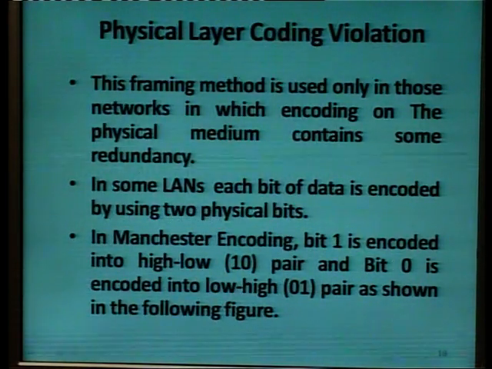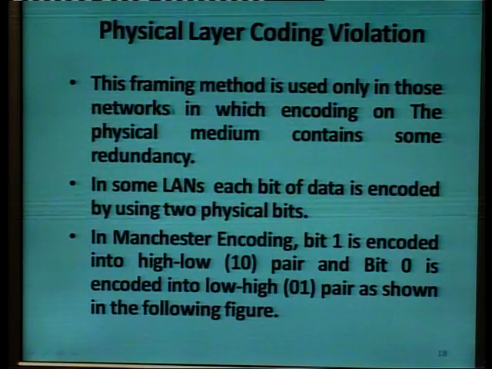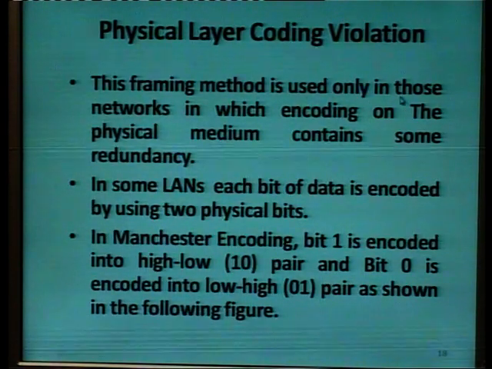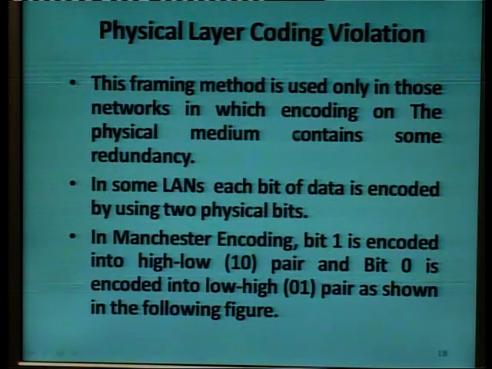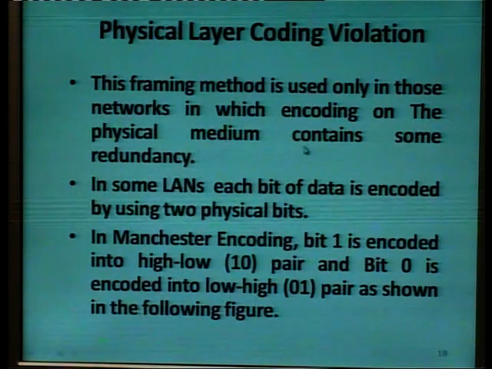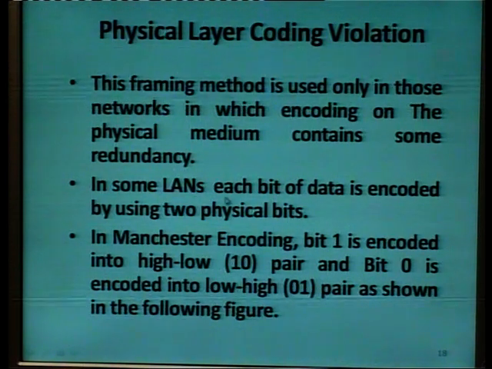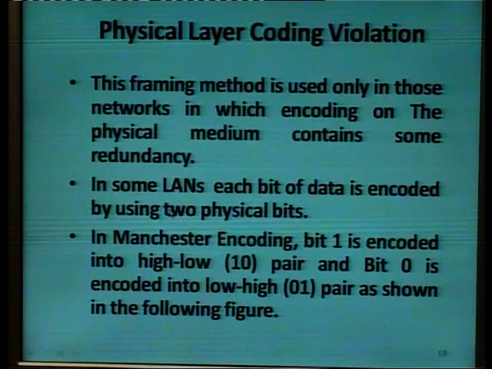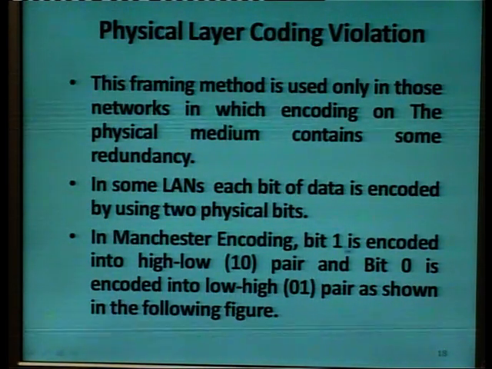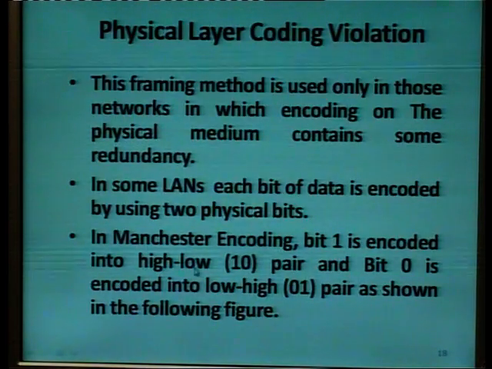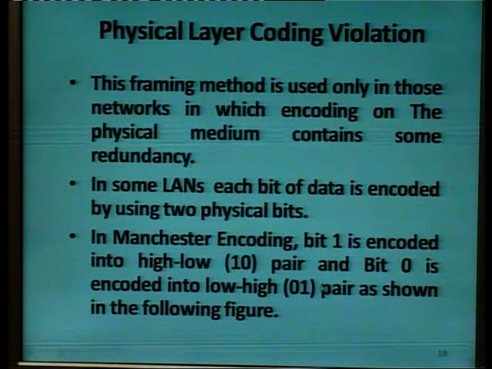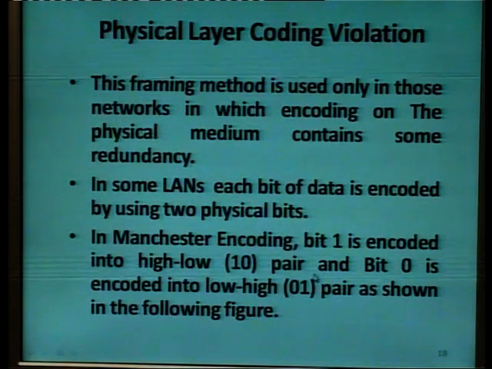Now the last method is physical layer coding violation. This last method of framing is used only in those networks in which encoding on the physical medium contains some redundancy. In some LANs, each bit of data is encoded by using 2 physical bits. For example, in Manchester encoding, bit 1 is encoded as a high-low pair, whereas bit 0 is encoded as a low-high pair. This is shown in the diagram on the next slide.